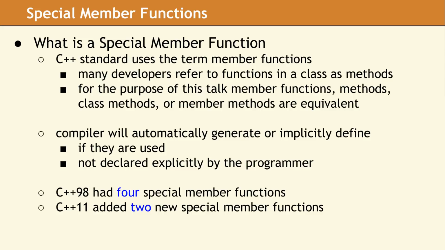To understand what a special member function is, we have to first define a member function. A lot of programmers, including us on the Copper Spice team, use the term method when talking about functions in a class. The C++ standard never uses the term method. Instead, it refers to these as member functions. So a special member function is nothing more than a normal class method or function which the compiler can generate for your class. The C++98 standard defines 4 special member functions, and then 2 more were added in C++11.